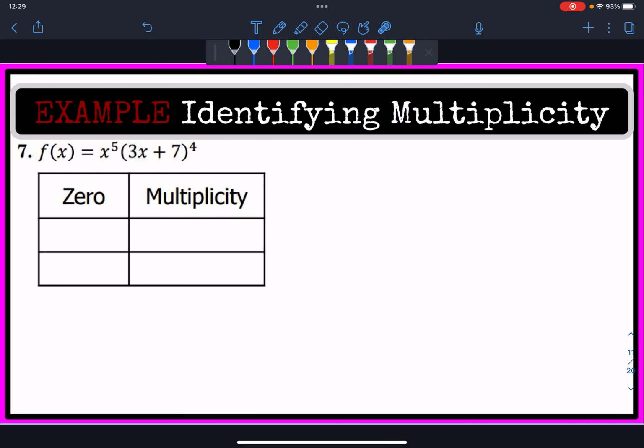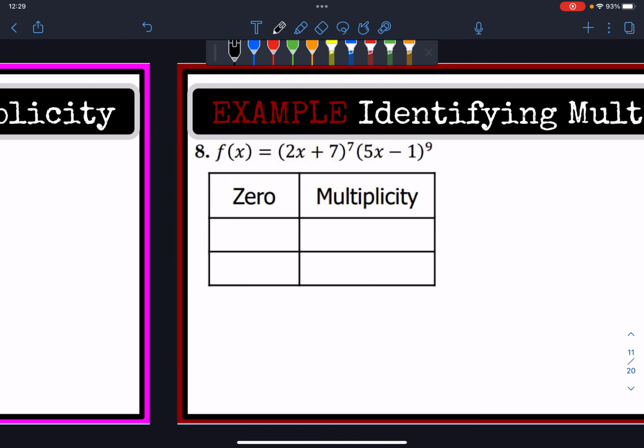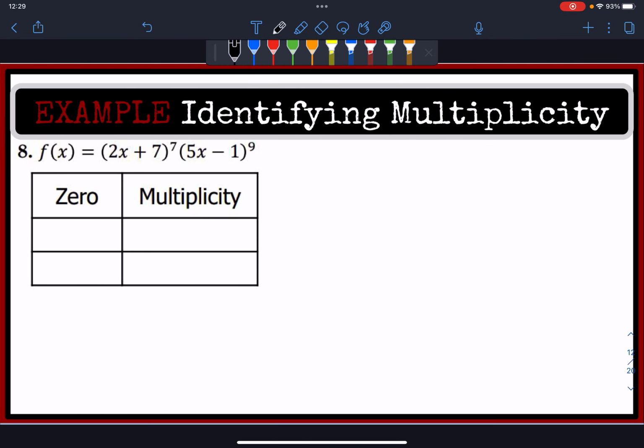Let's see, pause the video and figure out the zeros and the respective multiplicities. So let's check your answer. For the first one, x is equal to 0 has a multiplicity of 5, and x equals negative 7 over 3 has a multiplicity of 4. Pause the video one more time, and then come back and check your work for this one.